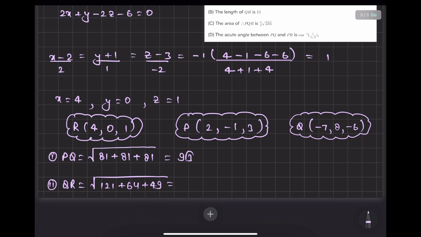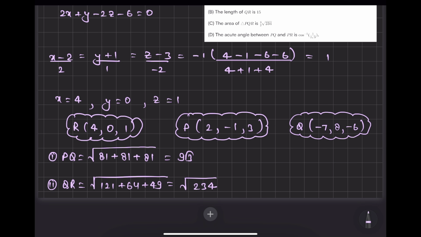So the distance QR, we get 121, 64, 49, so QR squared is 234. But they are saying that QR is 15. No, it's wrong. 15 means what? 225. But it is 234. So it's wrong. Option B is wrong.